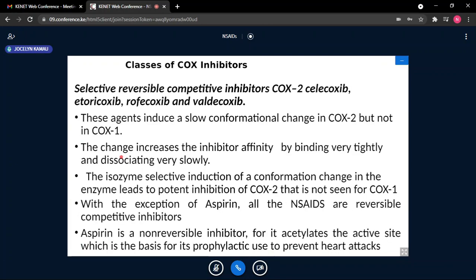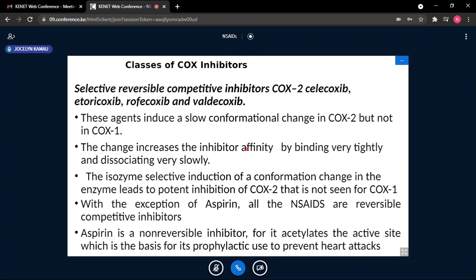And finally, we have the selective reversible competitive inhibitors of COX-2, where we have celecoxib, etoricoxib, rofecoxib, and valdecoxib. We are going to look at them in detail and ask ourselves, why are they selective? When we say they are selective, kindly note, we are saying they go for the inducible COX-2, and they leave your COX-1. Unfortunately, they will also bind the constitutive COX-2, and they have also been found to have some toxicity, like cardiovascular toxicity.